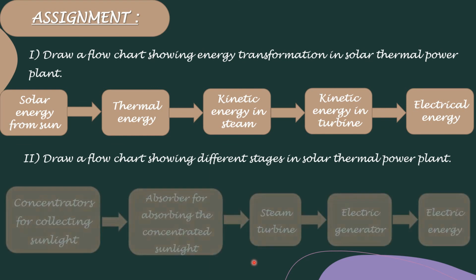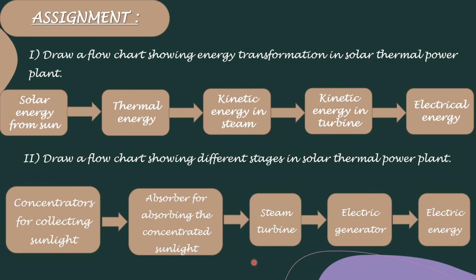So yes, the flowchart showing different stages in the solar thermal power plant is this. Here the solar panel consists of many reflectors that reflect and concentrate solar radiation onto the absorbers, and they convert the solar energy into heat energy. Then this heat energy is used to generate steam, and this steam is used to drive the turbine, which in turn rotates the generator, and the electrical energy is produced.